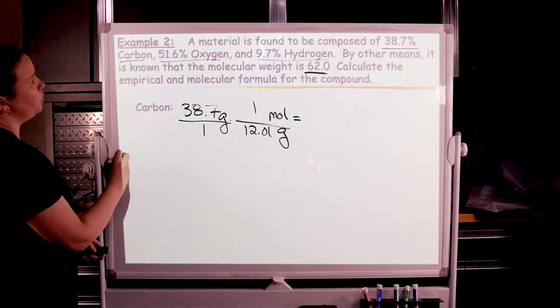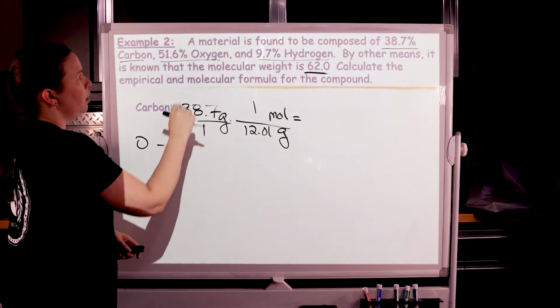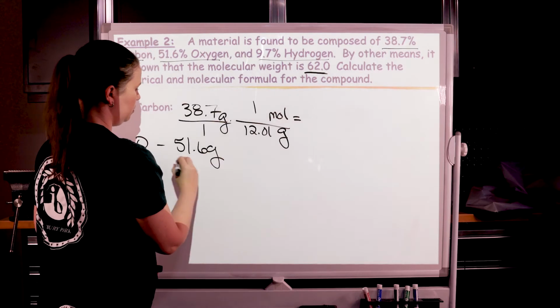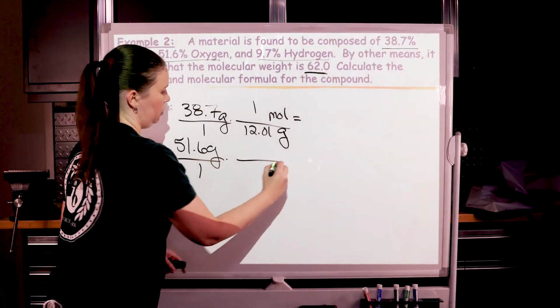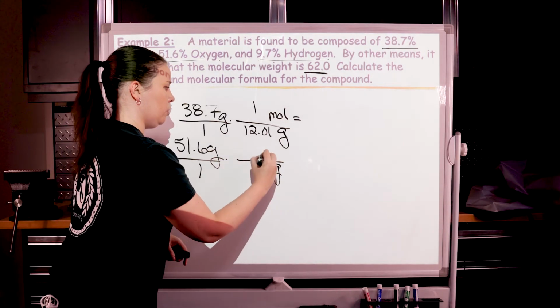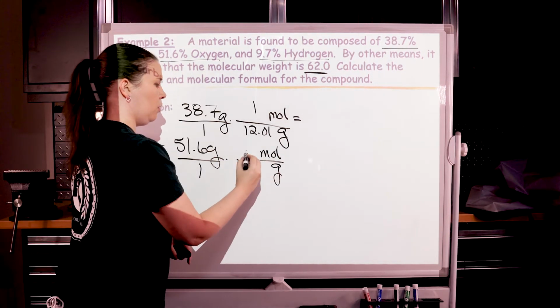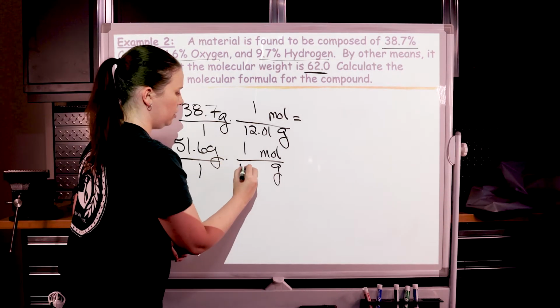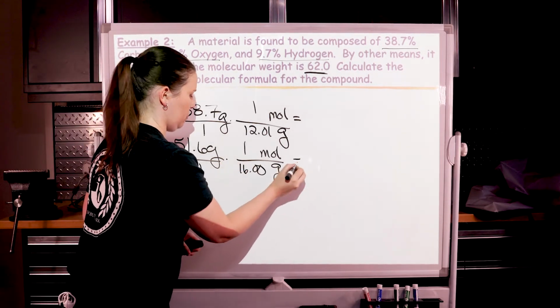If I do this for oxygen, I'm going to start with the 51.6 grams, put that over 1. Again, given grams, so grams goes on the bottom, mole on top. Always 1 mole. The molar mass this time for oxygen, 16.